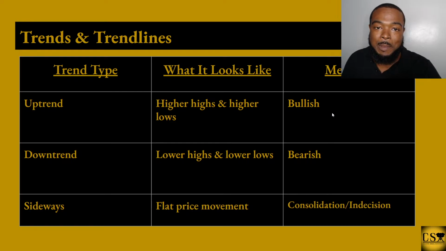So bullish, when you hear people talking stock terms, when they say bullish or bearish, bullish usually means the stock market is doing good and it's going up. Bearish means the stock market is doing bad and it's going down. That would be a downtrend, where you have lower highs and lower lows. And sideways, you have flat price movement, which is consolidation or indecision. So let's go to the chart now and see what it's talking about.